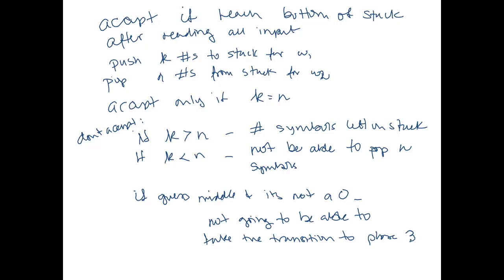Either, you know, the two sides aren't equal, which basically means that the 0 we're guessing is the middle isn't actually in the middle, right? If k is greater than n, I'm saying the left side of the string before the 0 in the middle is actually bigger than the right side, so the 0 isn't really in the middle. Otherwise, the left side is shorter than the right side with the 0 in the middle, so again, 0 is not actually in the middle. Or the symbol in the middle is not a 0, it's a 1. Okay, so these are when we're going to fail.